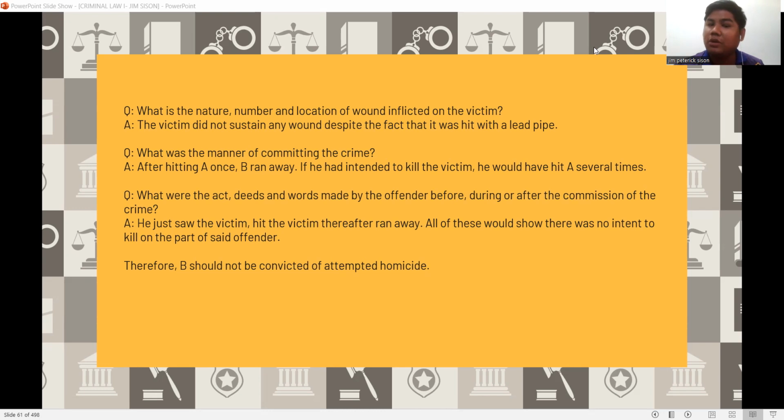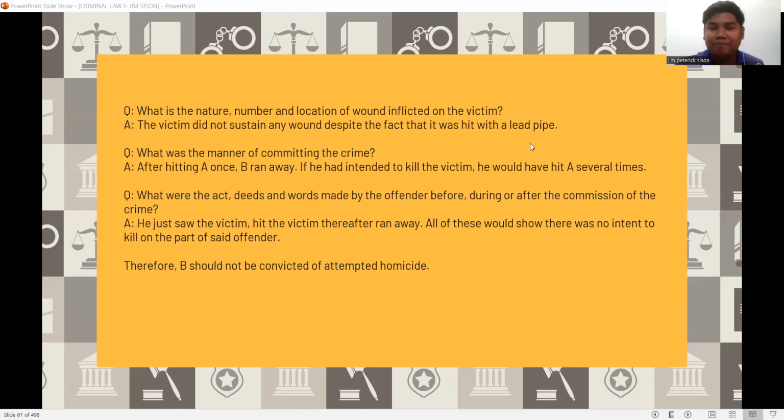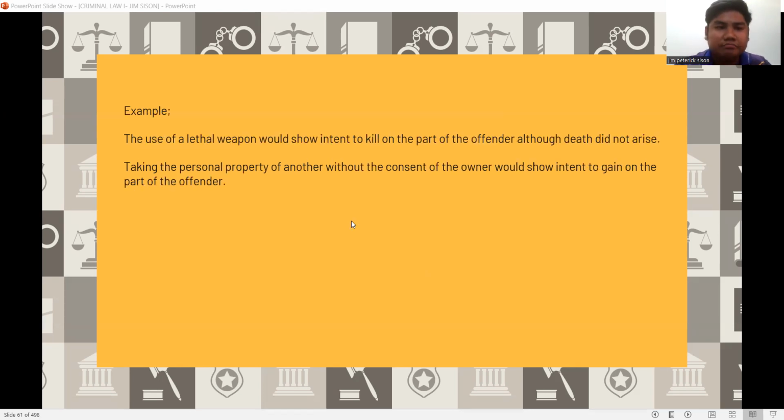Therefore, B should not be convicted of attempted homicide, but for physical injuries only. Either slight, less serious, or serious, depending, okay? Depends on the case. So, for example, the use of a lethal weapon would show intent to kill on the part of the offender, although death did not arise. And taking of personal property of another without consent of the owner would show intent to gain. Okay, take note of that.